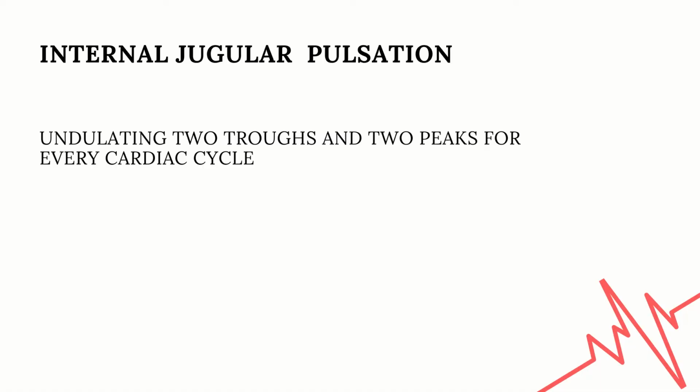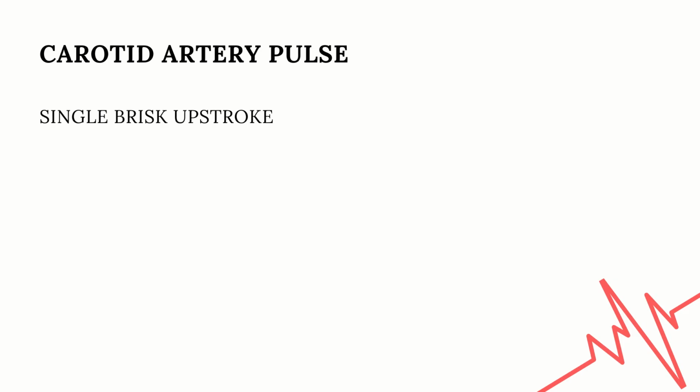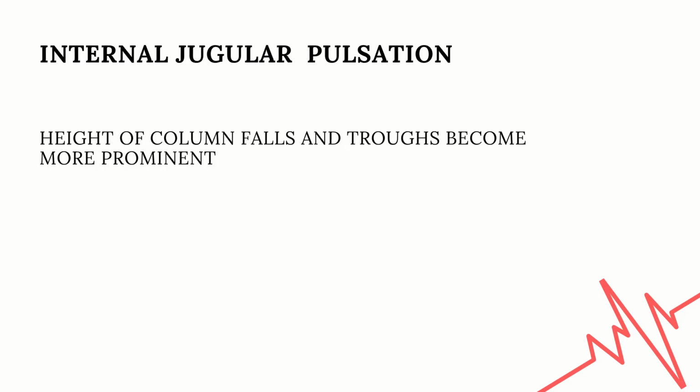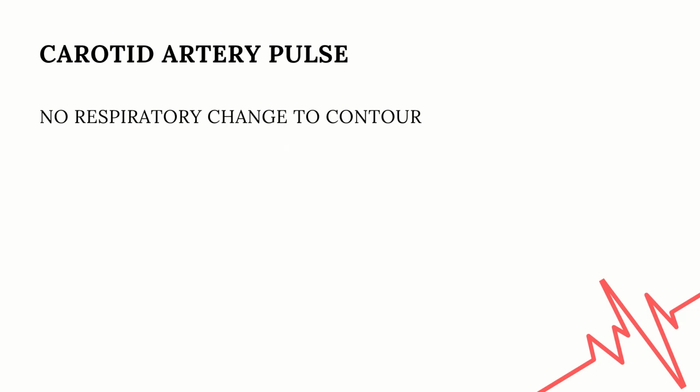Internal jugular pulsation is characterized by an undulating wave with two troughs and two peaks for every cardiac cycle, whereas the carotid artery pulse is a single brisk upstroke. In response to inspiration, the height of the column falls and the troughs become more prominent with the internal jugular venous pulsation.